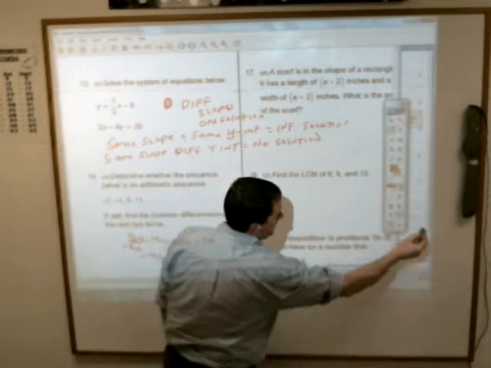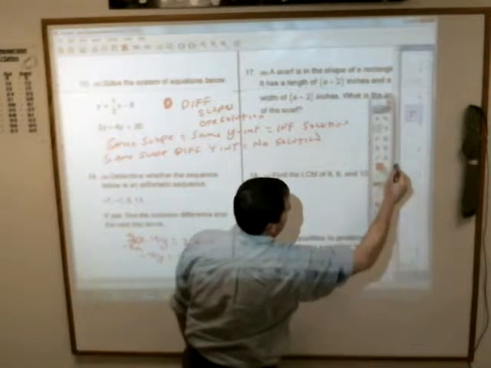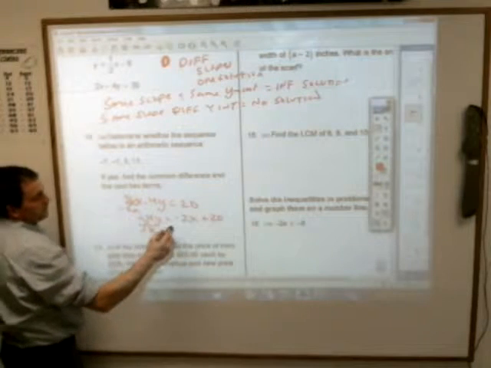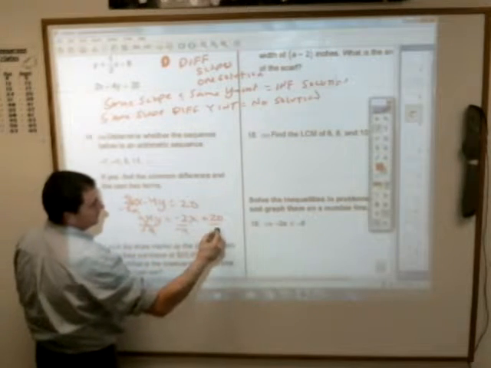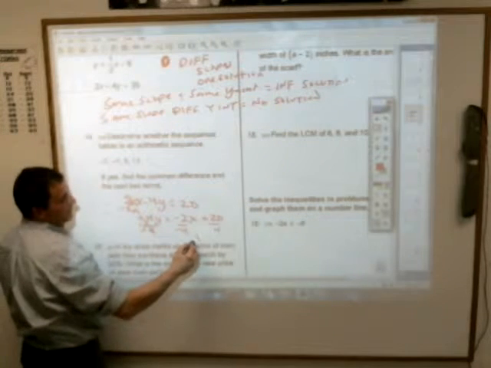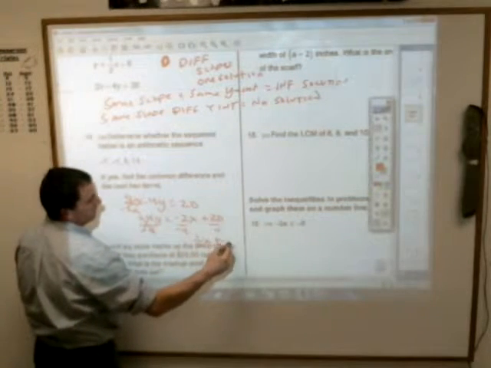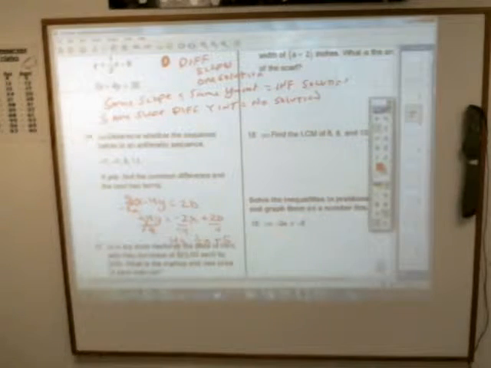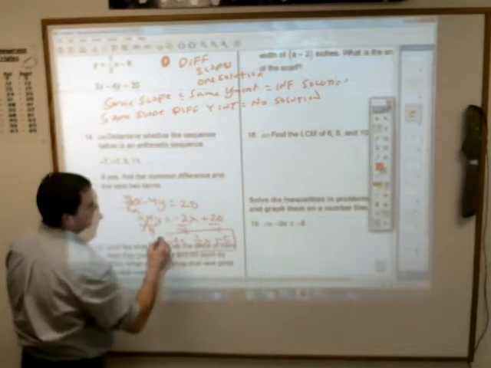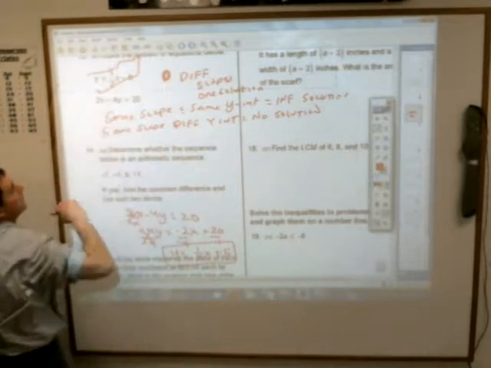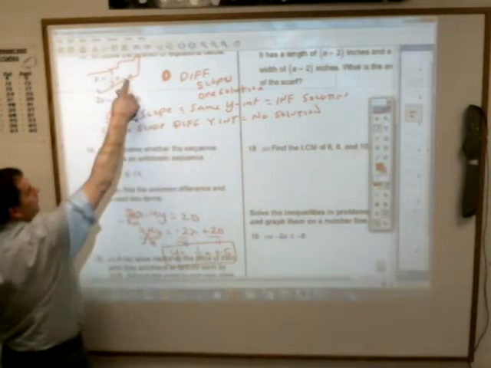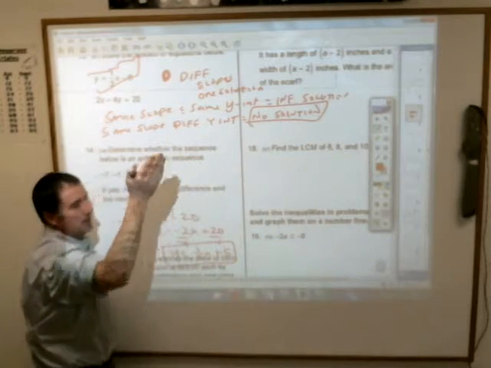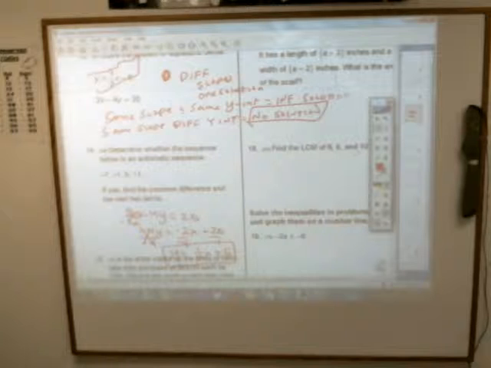Now to solve for y, I'm just going to divide by negative 4. You need to divide both of these by negative 4, and you end up with positive 1/2 x plus 5. So that is why you compare this equation to this equation. They have the same slope, but different y-intercepts. That's why it is no solution. When you graph those out, they will be parallel lines that will never cross.